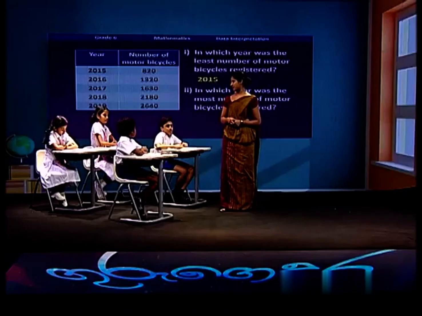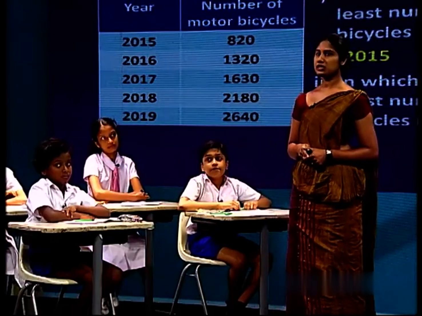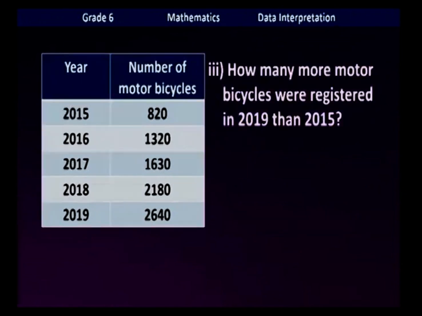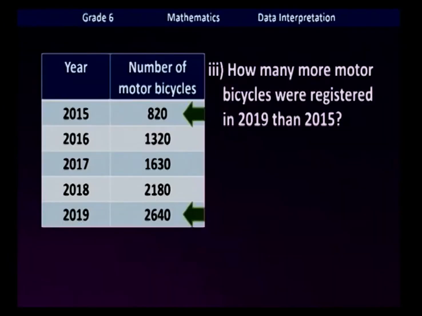Vidva, what is the answer? 2019. 2019, because you can see in this table the largest number is in 2019. Very good. How many more motor bicycles were registered in 2019 than 2015? 2019 than 2015. Okay, we have to subtract it. What is the answer?